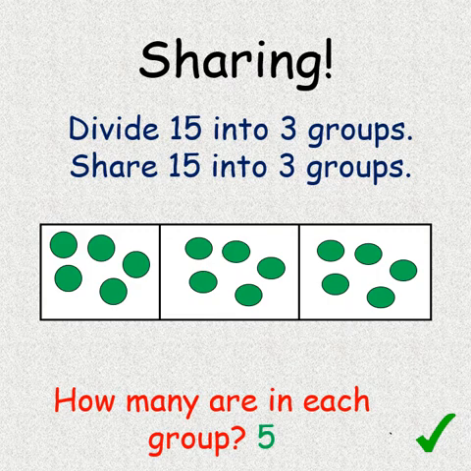Okay, let's check. You should have drawn a bar model and you should have split your bar model into 3 groups, 3 little bars, 3 parts, okay? And then you needed to share your 15 counters and you can see in each group I've got 5. So if you worked out that you should have 5 in each group, well done.